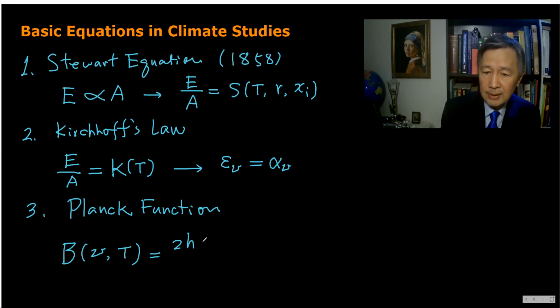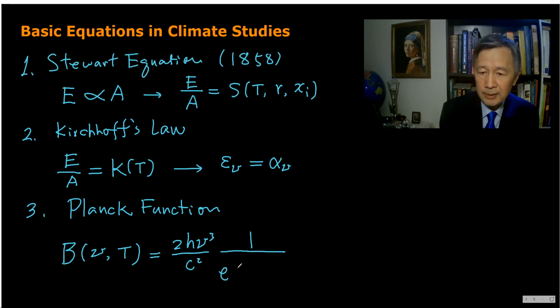2h, a constant, c squared, c is light speed, divided by, sorry, it should be, if you have two different equivalent forms, if you use the frequency, that's nu to the power of 3 divided by c squared, c is the speed of light. And then multiply by a factor, which is e to the power of h nu, h is the Planck constant and nu is the frequency, divided by k multiplied by the absolute temperature, minus 1, where k is a Boltzmann constant and h is a Planck constant. So nu is a frequency.